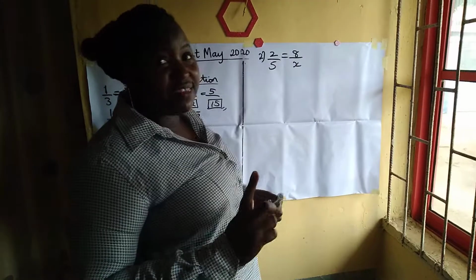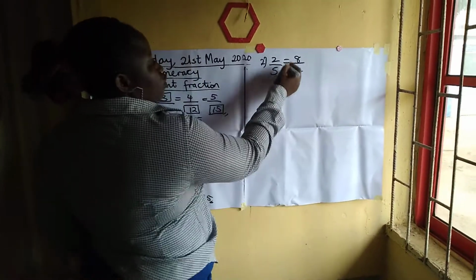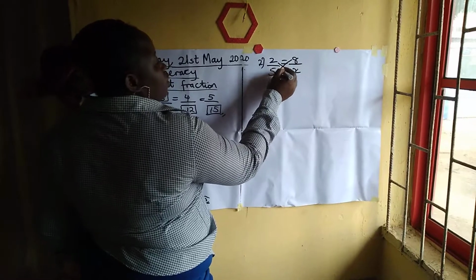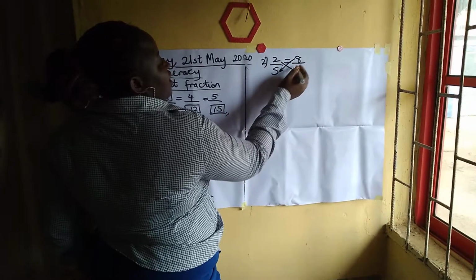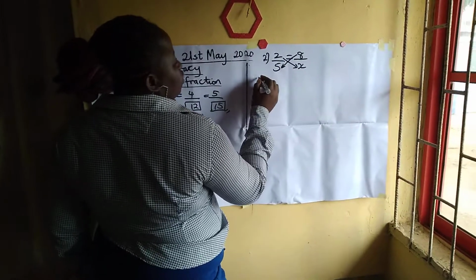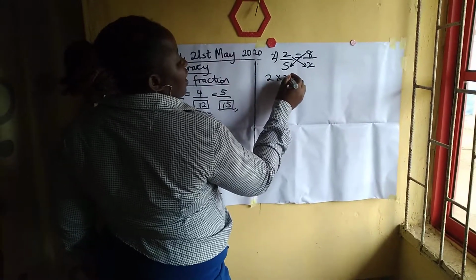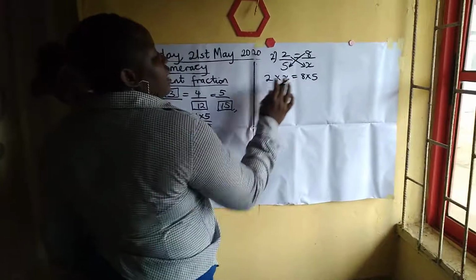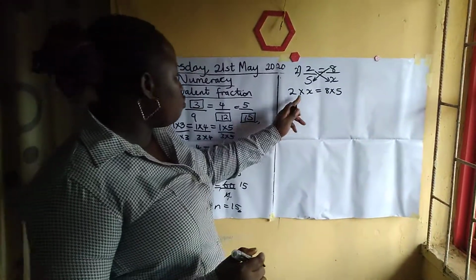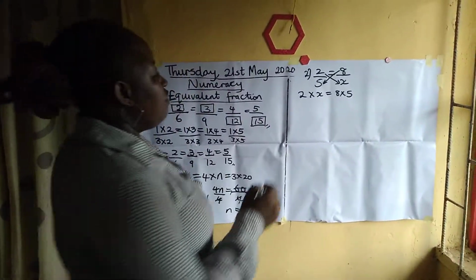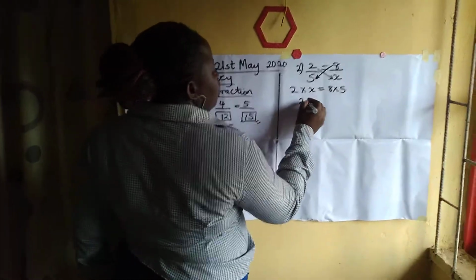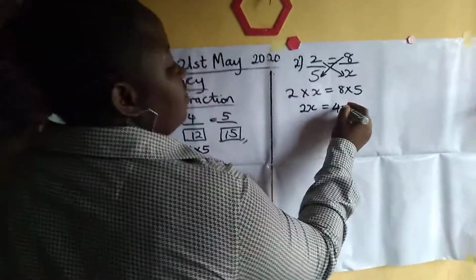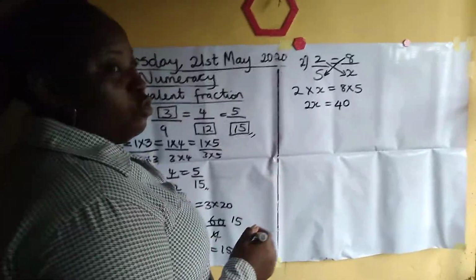Now I said our first step is to cross multiply. So what you need to do is to draw your arrow that shows you are cross multiplying. 2 times x, 8 times 5. We write it out: 2 times x is equal to 8 times 5. Now 2 times x, all you need to do is to remove the multiplication sign. What you have left is 2x. So we have 2x is equal to 8 times 5, which gives us 40. So we have 2x equal to 40.